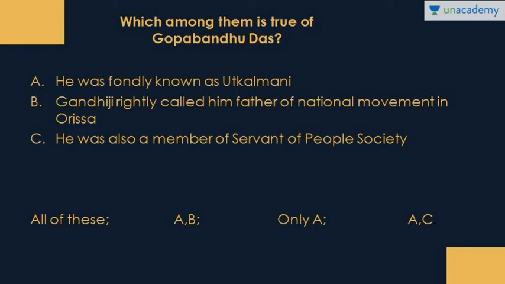Next, which among them is true of Gopabandhu Das? Something we did in PIB yesterday. A. He was fondly known as Utkalmani. B. Gandhiji rightly called him father of the national movement in Odisha. C. He was also a member of Servants of People's Society.